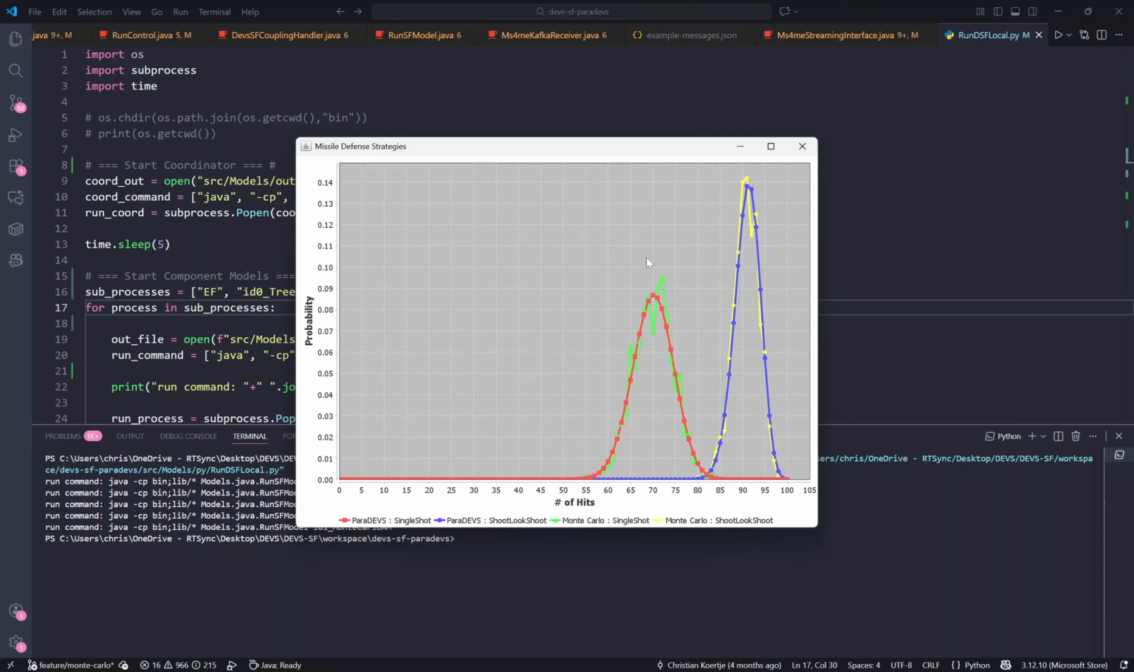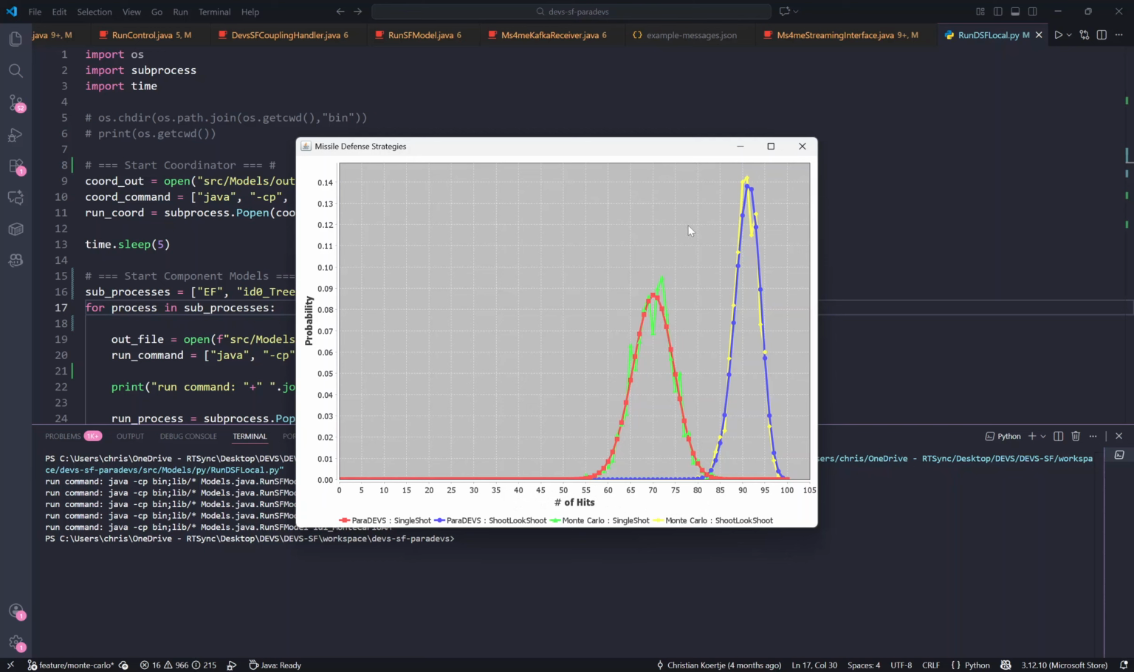Oh, there come the Monte Carlo results. So the ParaDEVS results have data for these super low probability events, like a low number of hits, things that would be very unlikely to happen. Whereas for the Monte Carlo results, now that those came in, we see that they generally match up while taking longer, but there is some sampling error in the results. So there's some difference between what we theoretically expect from ParaDEVS and the true solution.